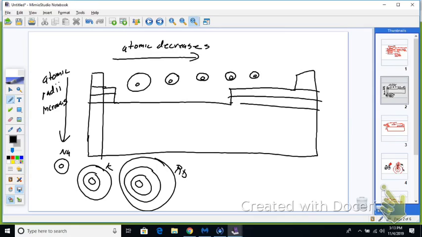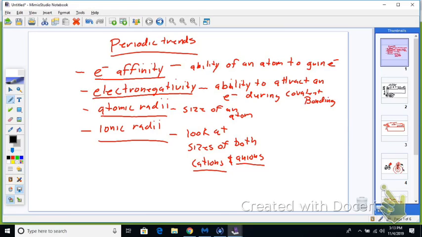Okay? So that's the real quick reason why, as you go across. Alright, the last one that we're going to talk about is ionic radii. We'll talk a little bit about that. And then also include with that, I'm going to have to add on here, ionization energy. We'll talk about that.